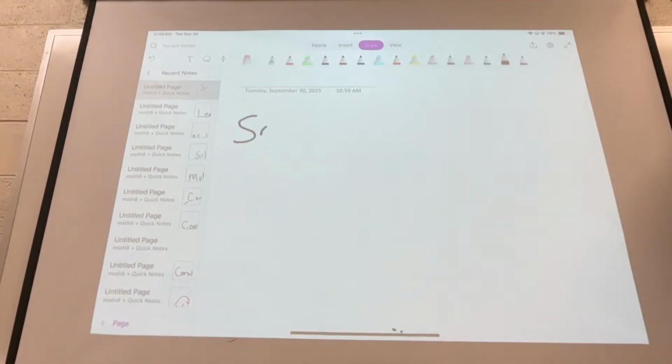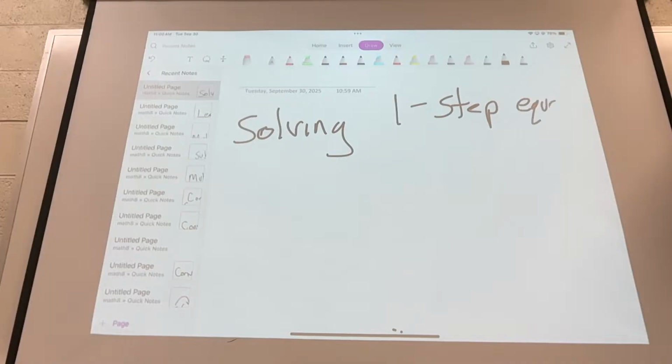Solving one-step equation. All right. Solving one-step equation.